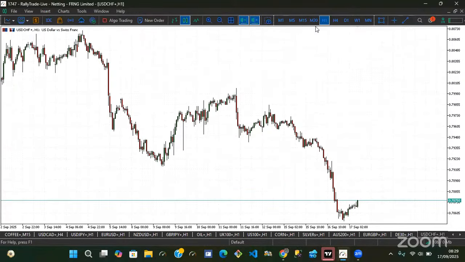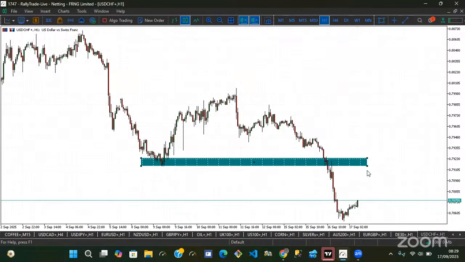Okay, so now we've also broken below this particular level here, and I'm expecting a retest. So I'm not going to keep selling USD CHF. I would want to see a retest.